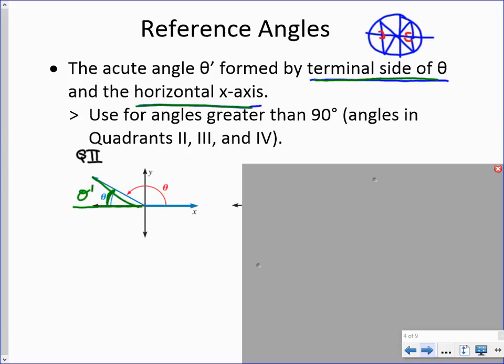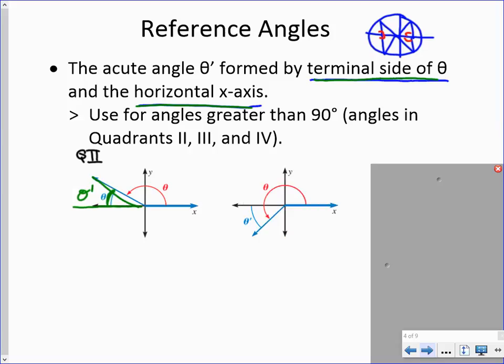And so you can imagine what that would look like in quadrant 3. Here's an image of quadrant 3. Again, the red angle represents the original angle theta. The terminal side is landing somewhere in quadrant 3. If I use the terminal side and I form an acute angle with the x-axis, I would be going on the negative x-axis again, and there is my theta prime, or my reference angle, for quadrant 3.